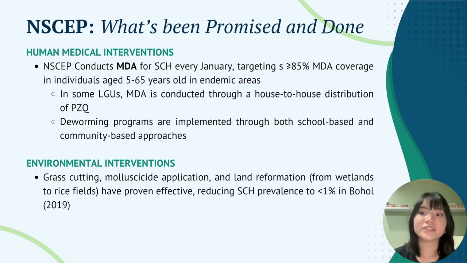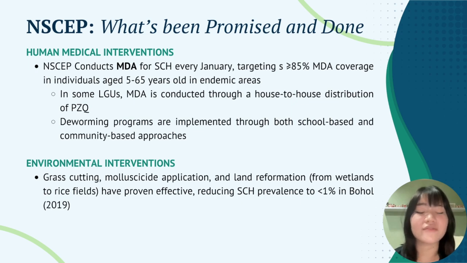When it comes to human medical interventions, NSCEP conducts MDA for schistosomiasis every January, targeting an estimate of around 85% or more MDA coverage in individuals aged 5 to 65 in endemic areas. In some LGUs, MDAs are conducted through a house-to-house distribution of PZQ, and along with that, there are deworming programs that are implemented through both school-based and community-based approaches. However, the data on the success of this is not available currently, unfortunately.